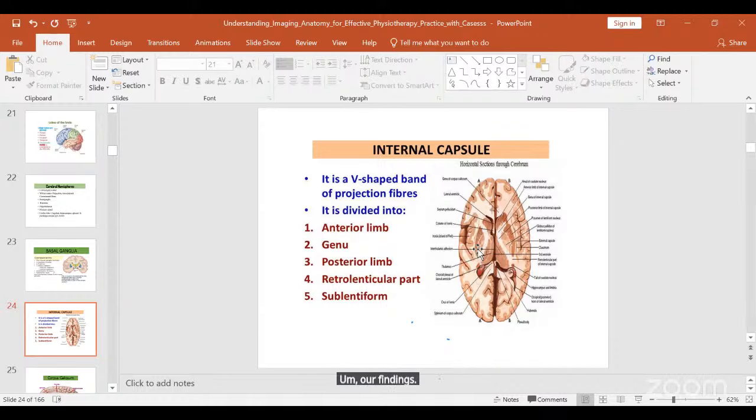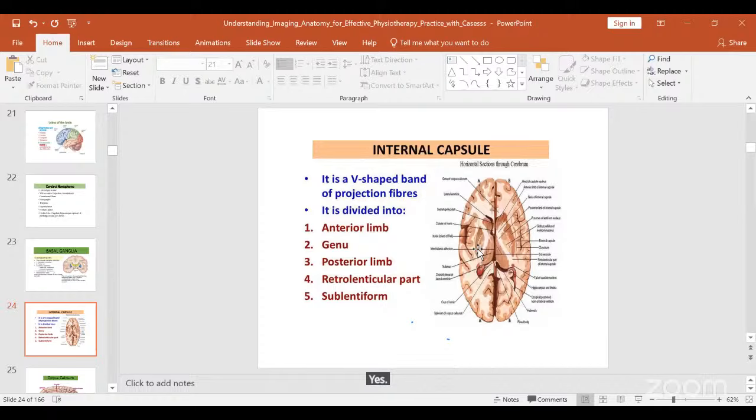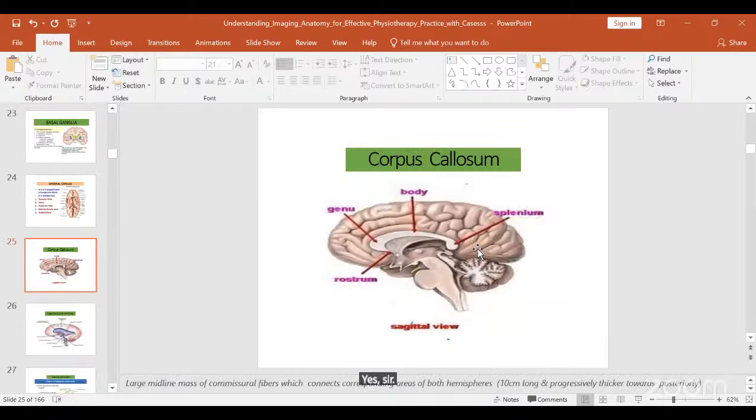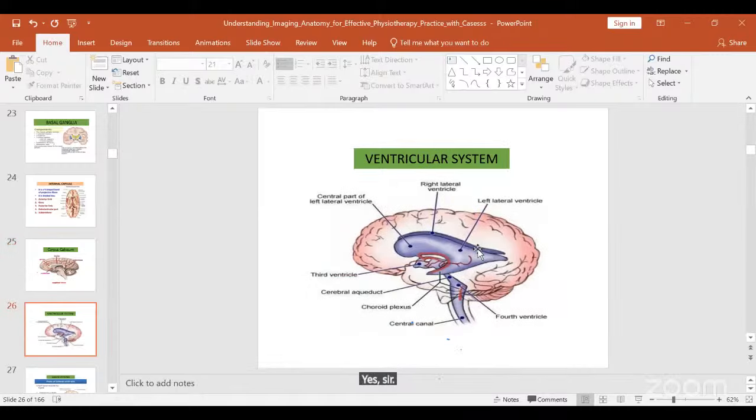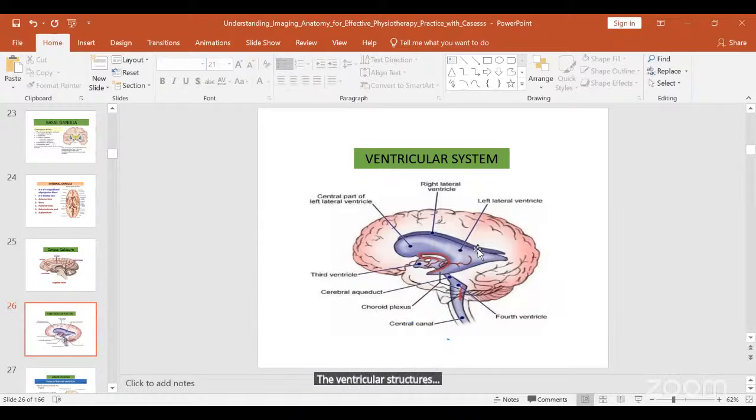Do we appreciate it here before we go to the gross? Before we go to the radiological image? Yes, sir. So we go again. That's the corpus callosum that we just said. Let's not bother ourselves. In radiological neuroanatomy, the ventricular structures are used as landmarks for identifying cardinal structures. What did I say? The ventricular structures are used as landmarks for identifying cardinal structures.